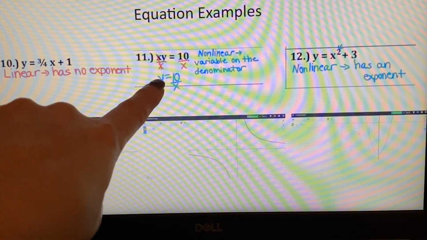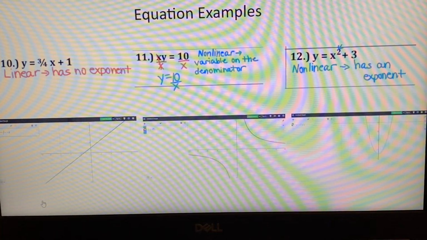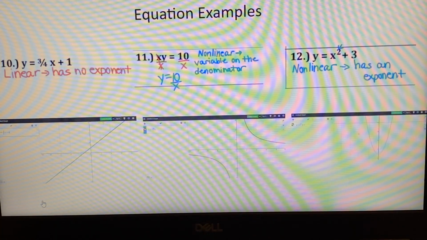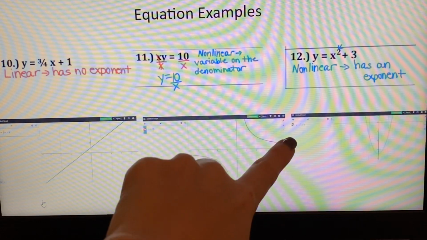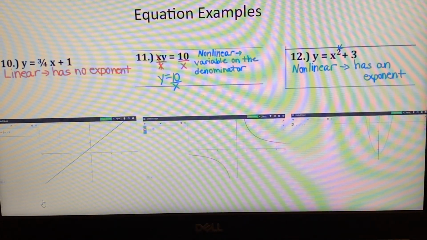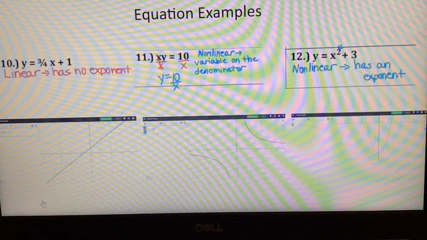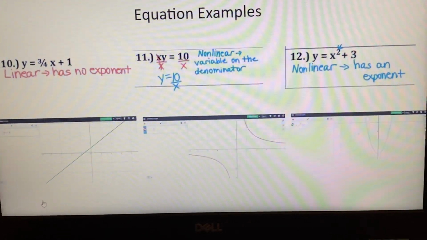But look over here. When I put this one into the calculator, and you don't have to take my word for it, do it. Put it into desmoscalculator.com. And you're going to see right here, the graph looks like this, and the graph looks like that. There's a curved line there. That is not linear.